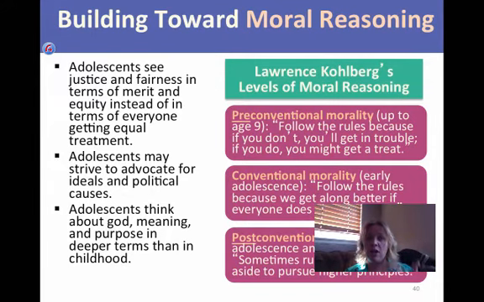Okay, so again, this is another one of those charts I was talking about. You've got to know Piaget's chart and you've got to know Kohlberg's chart. So we have pre-conventional, conventional, and post-conventional, and these are some of the ways that he said our moral reasoning and our moral development begins.